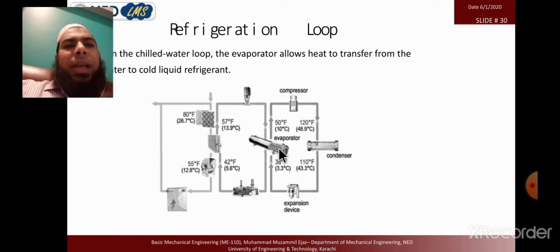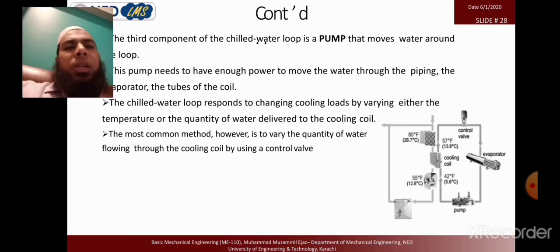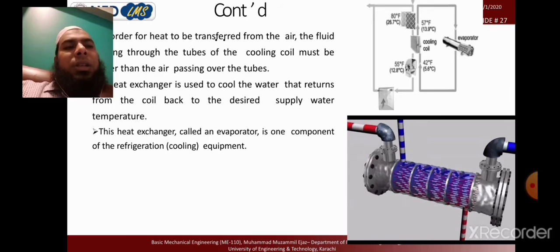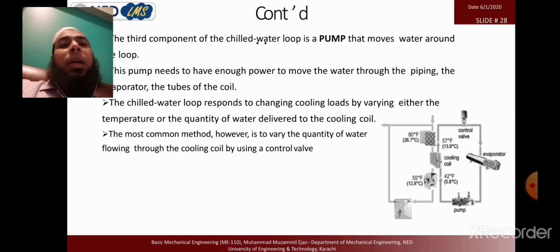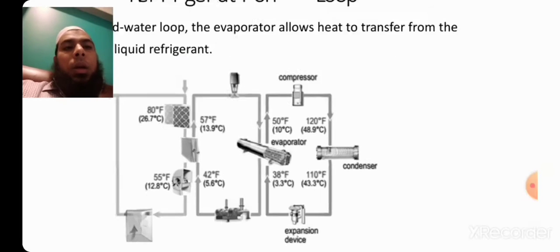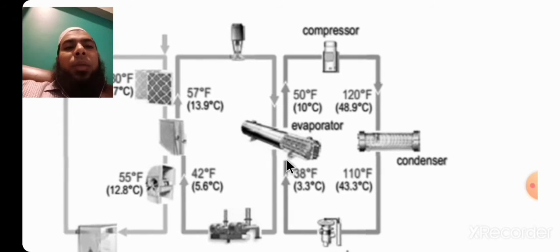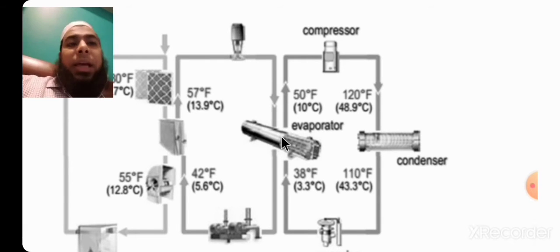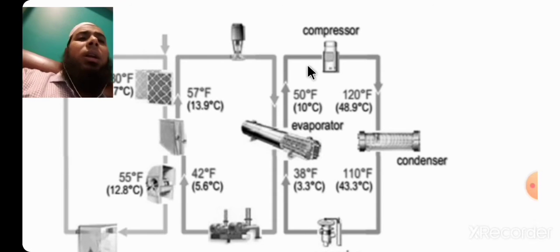So you can see that this is the compressor. In the previous animation you saw that the liquid refrigerant comes and changes from liquid to gaseous phase. So here we have liquid refrigerant coming very chilled, 3.3 degrees centigrade, and it goes toward the compressor and becomes gas, and the compressor compresses the gas and sends it to the condenser.